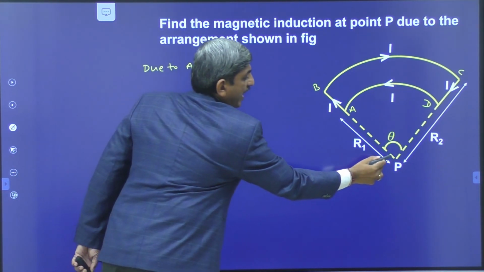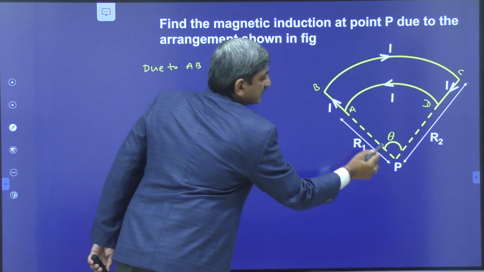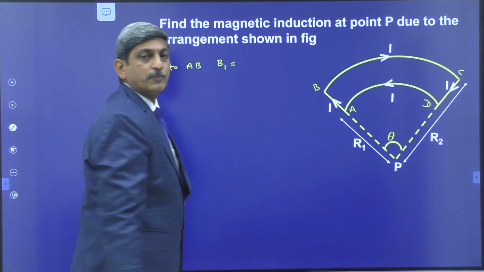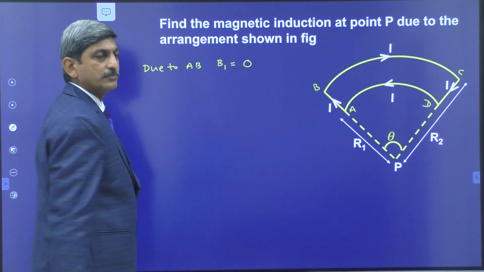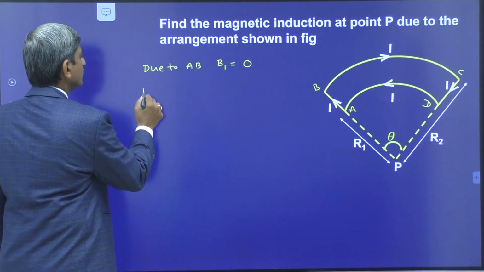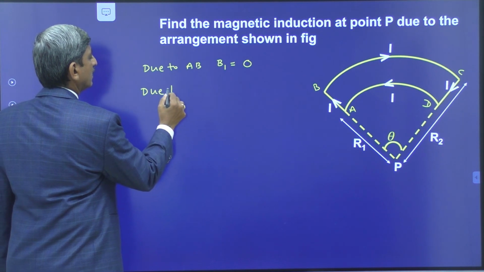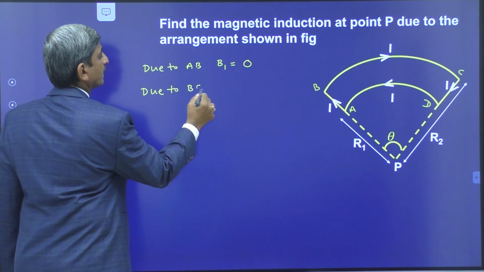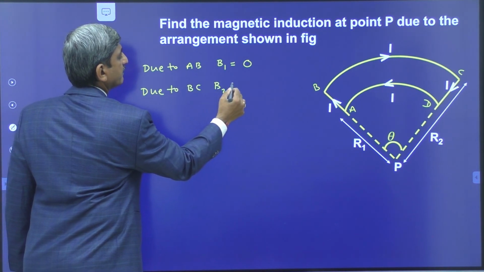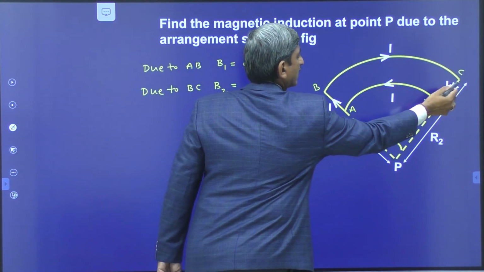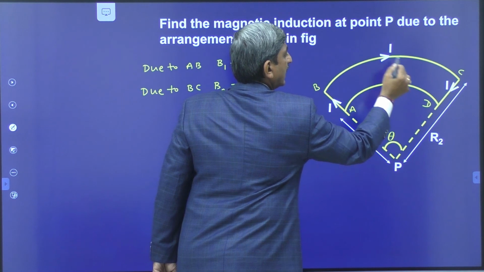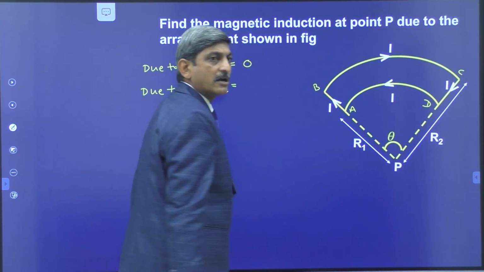See, the point P is located along the length of the AB portion. That's why the magnetic induction B1 is equal to 0. And due to BC, what is the magnetic induction B2? See, this BC is in the form of a circular arc, which is carrying a current I, having radius R2.